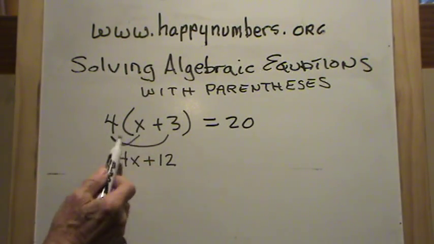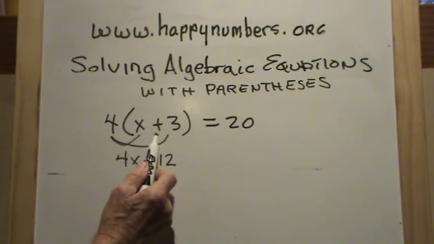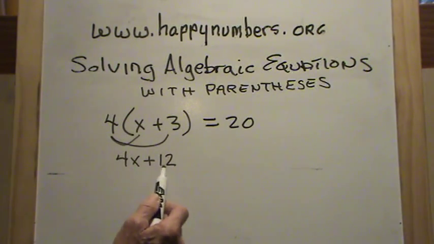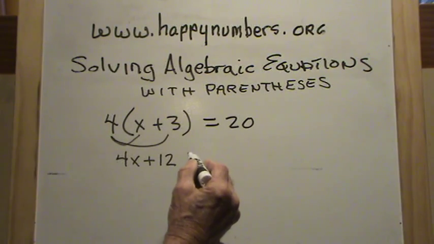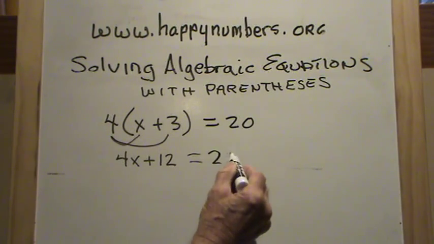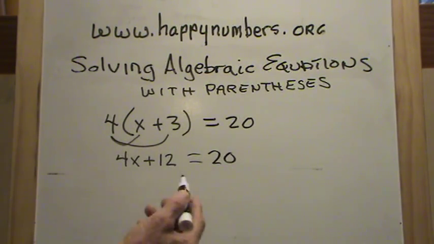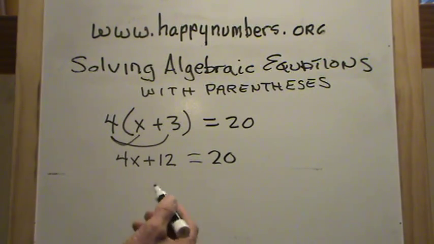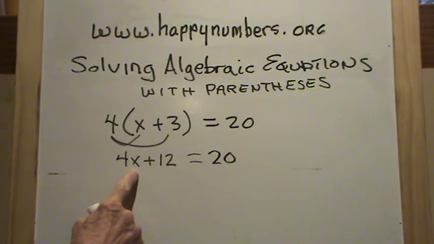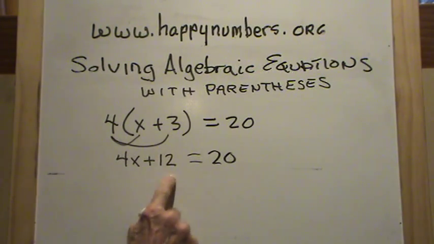So 4 times x is 4x. 4 times a positive 3 is positive 12. And we have equals 20. Well, now we just have a normal equation. We always want to isolate the variable or the unknown. So let's deal with our positive 12 here.